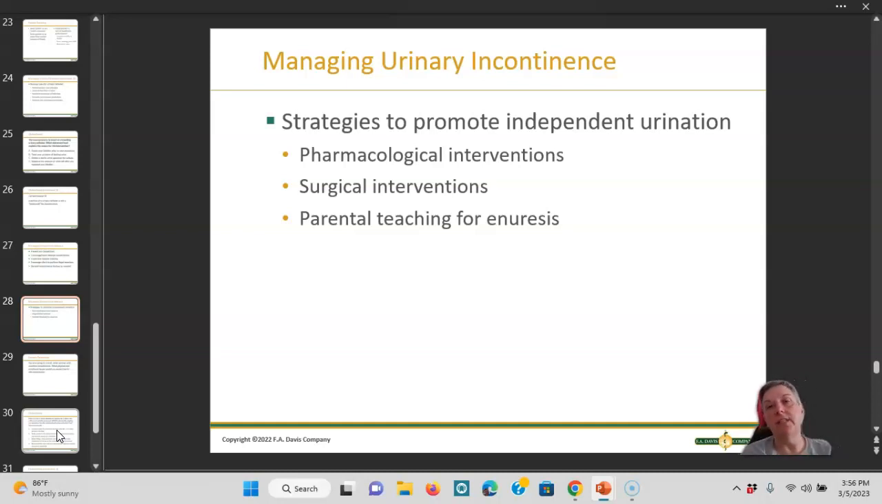The other parental teaching for enuresis is that regression can occur. So kids that were fully potty trained, when they go to the hospital or something happens, they can always regress. So a kid out of nowhere starts wetting the bed again.